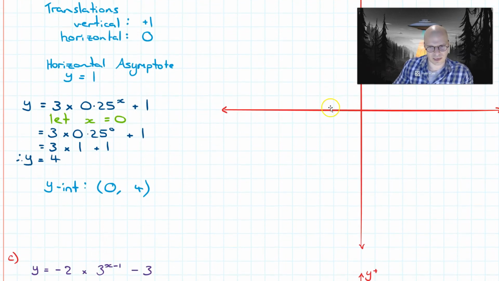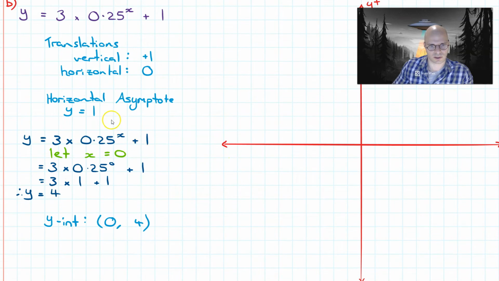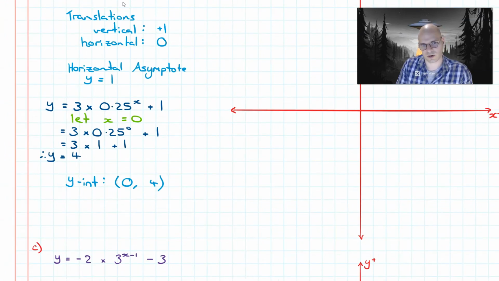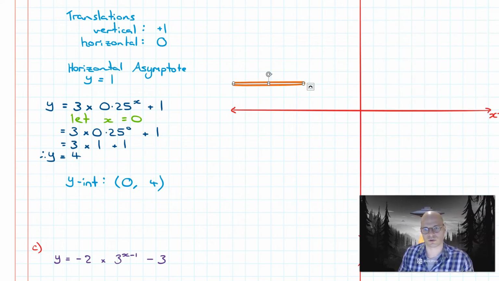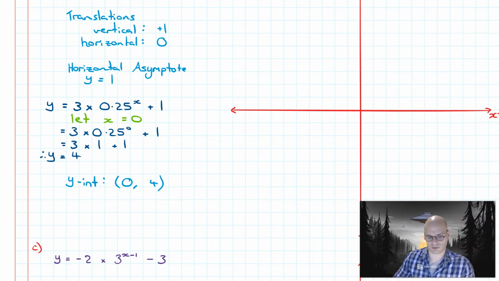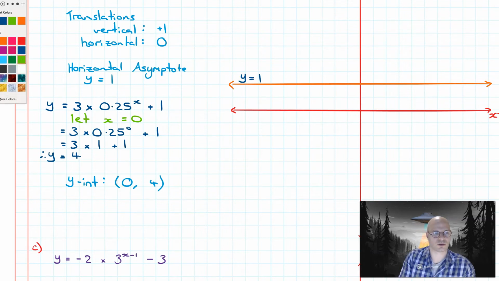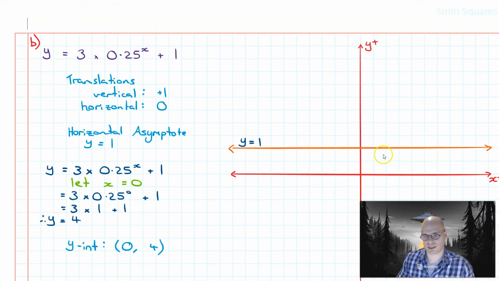Alright, now we're ready to start sketching. Firstly we sketch our asymptote, that being y equals 1. So I'm going to sketch in my horizontal asymptote using a ruler, and it's going to be y equals 1. Next step, I'm going to plot my y-intercept, that being at 0, 4. So I go 1, 2, 3, 4, and it's going to be 0, 4, just like that.